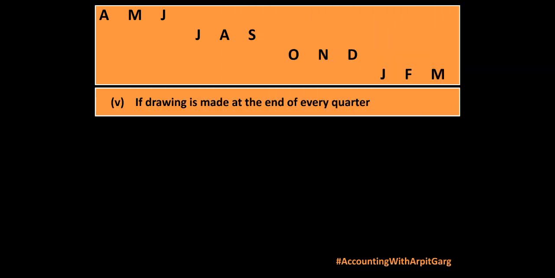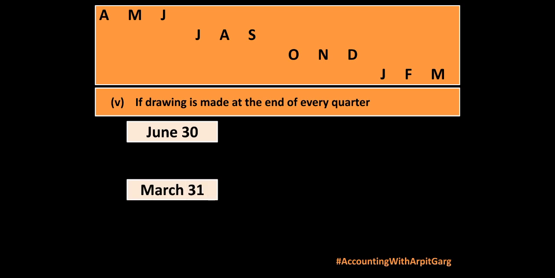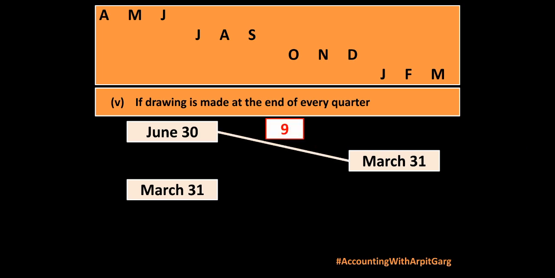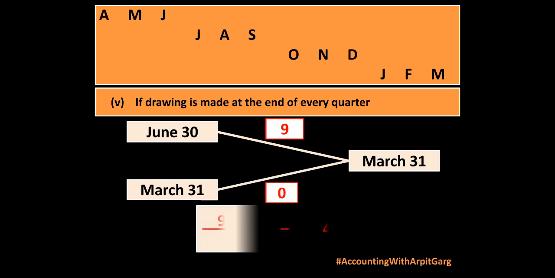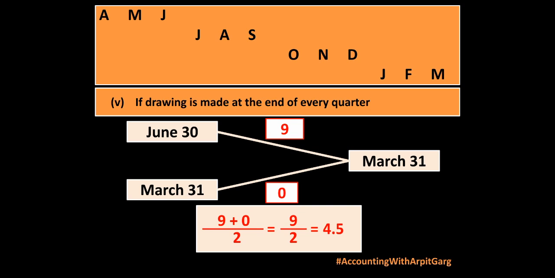Then if drawings are made at the end of every quarter, so first drawing on 30th June, last drawing on 31st March, last date 31st March. Time from first drawing to last date 9 months, last to last 0. 9 plus 0 divided by 2, that is 9 upon 2.